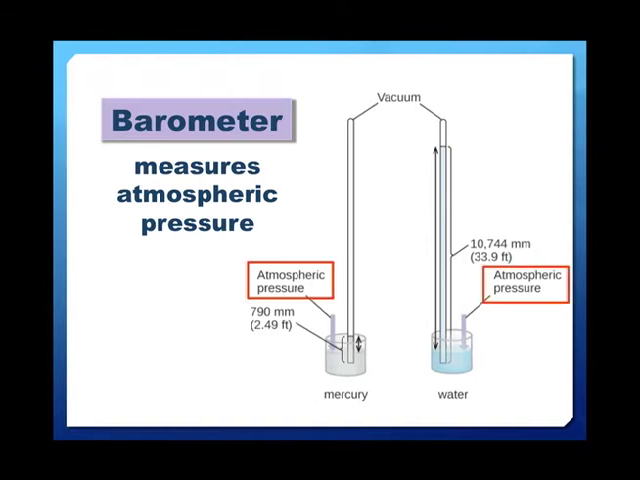The atmosphere exerts pressure on the liquid, which keeps the liquid in the tube at a particular height. So by observing the height of the column of the liquid in the tube, we can see how much the atmosphere is pushing down on the liquid, and we are thus measuring atmospheric pressure.